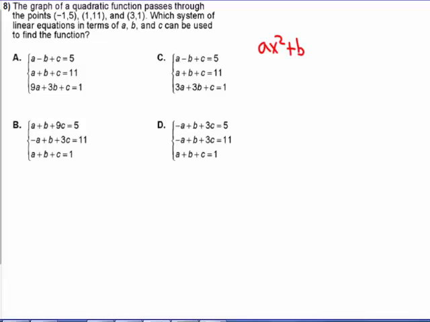Okay, so with this one, remember we want to use the idea that we know that ax squared plus bx plus c equals y. So we're going to plug in the x and y values to set up a system of equations of 3 variables to come up with the actual quadratic equation that we're trying to find. So we'll plug in negative 1 for all the x's and then 5 for y.